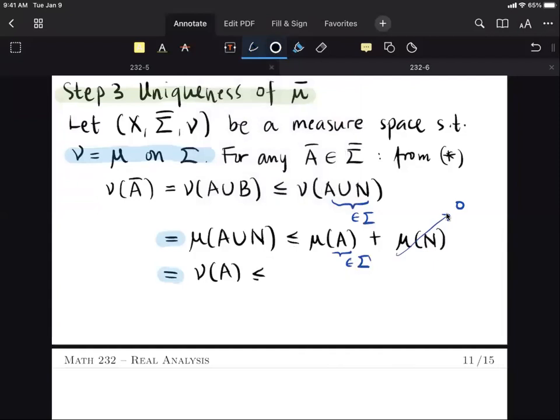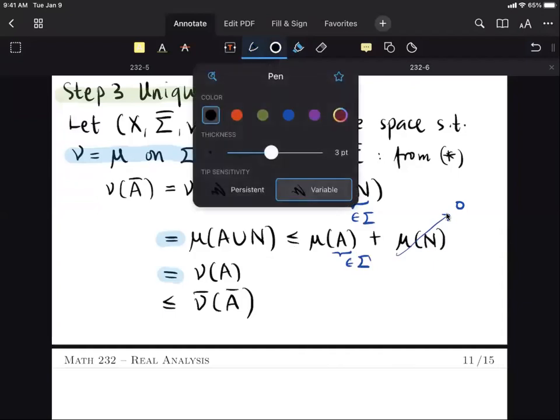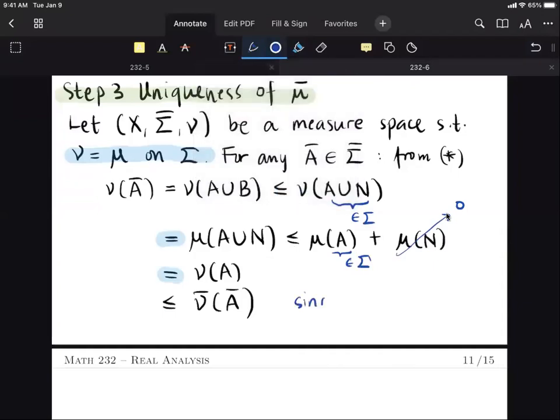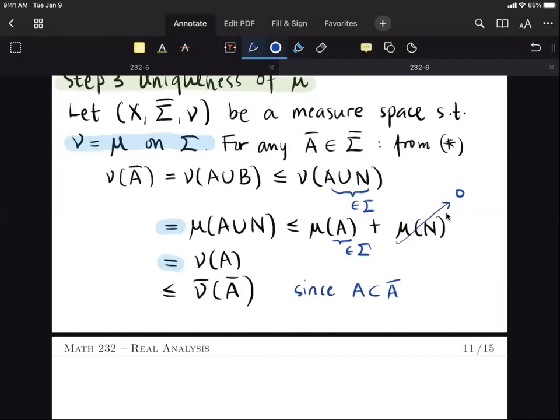Now, you apply monotonicity once again. This is less than or equal to, okay, since A is contained in A bar. Okay, so you end up with what? You started with this quantity. You have this.